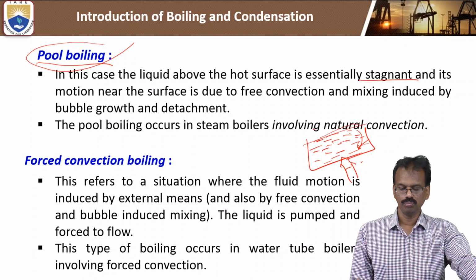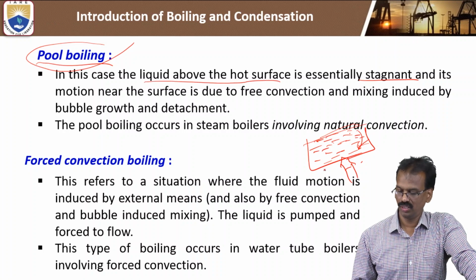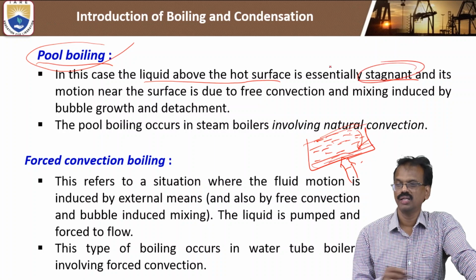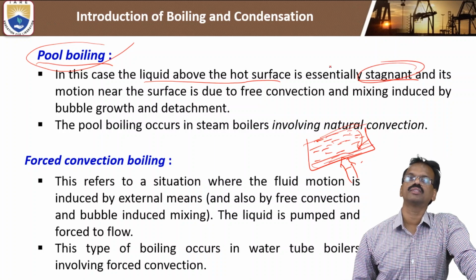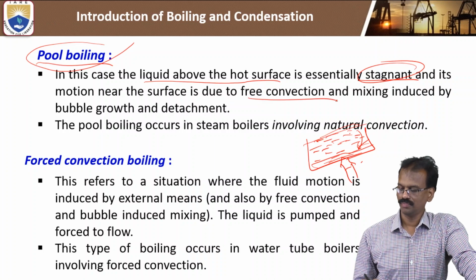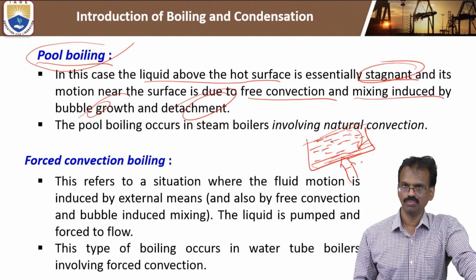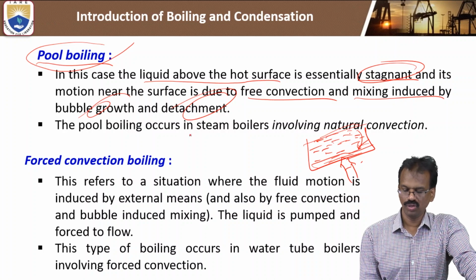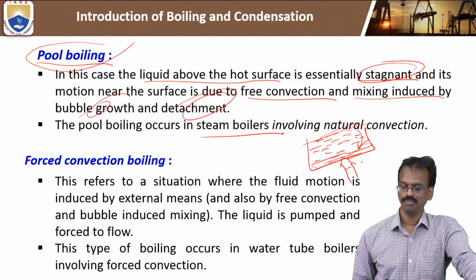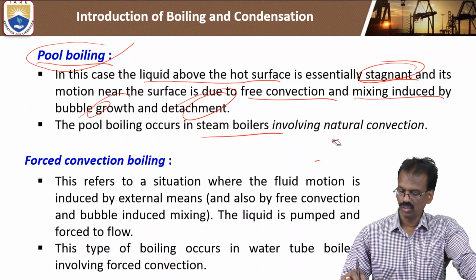So this is called pool boiling. Pool boiling is nothing but, in this case, the liquid above the hot surface is essentially stagnant, and its motion near the surface is due to free convection, with mixing induced by bubble growth and detachment. Pool boiling occurs in steam boilers. Mainly you will see this type of boiling in steam boilers.